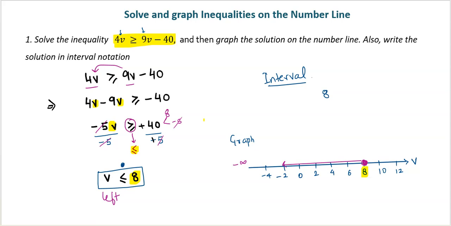So when you are writing in interval notation, one point is 8, another is minus infinity. And as I mentioned earlier in my video, whenever it is infinity or minus infinity, it's always an open bracket. Now, since it is less than or equal to, this side should be a square bracket. Clear? So this is the graph on the number line and this is the interval. Let's solve one more question to make it clearer.